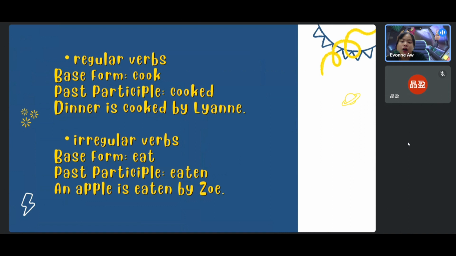The example is, for regular verbs, the base form of cook is cook. The past participle of the word cook is cook added with ed at the back. The sentence is, dinner is cooked by Lian. For irregular verbs, the base form of eat is eat, but the past participle of the word eat is eaten. The example of the sentence is, an apple is eaten by Zoe.